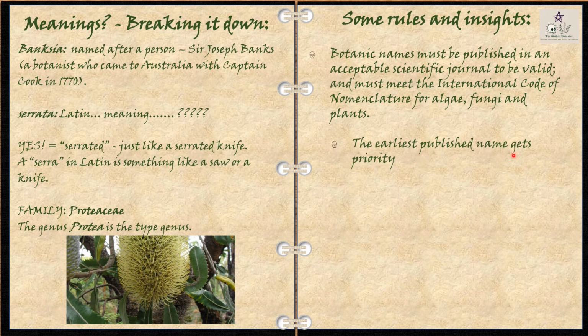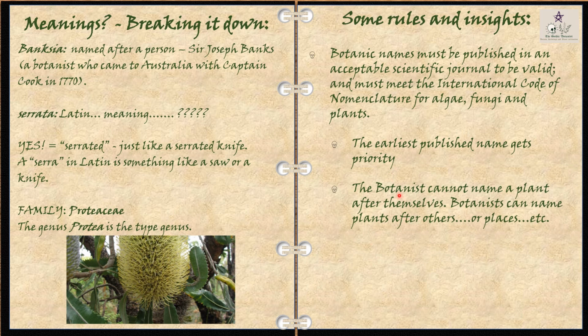The earliest published name gets priority. That means if two people are working on the same plant at maybe a similar time, and they both decide they're going to name it, and this would happen a lot in the 1800s, the person who published their name first, and if it's accepted, their name gets priority. And there's been a lot of confusion on some plants as to what the most valid name is. And that's another thing that could confuse us as well, and something in my job that I have to try and keep track of.